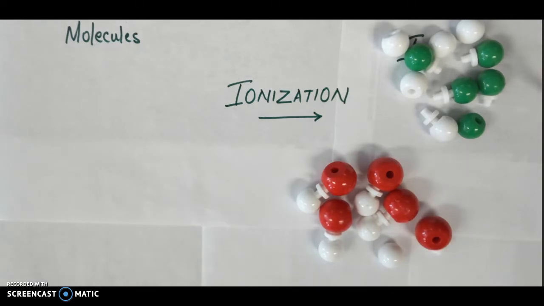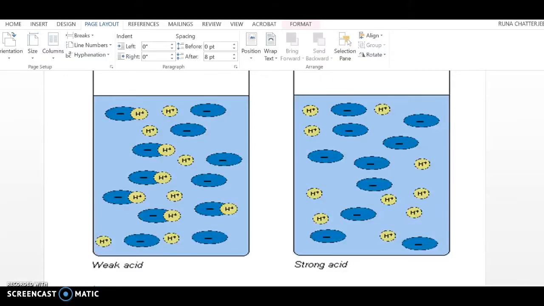And this can also be indicated with the help of a particle diagram, which would look like this. As you can see on the left, we have most of the molecules still bonded and very few H plus and anions which are dissociated. That's an example of a weak acid. On the other hand, you have a strong acid which is 100% dissociated.